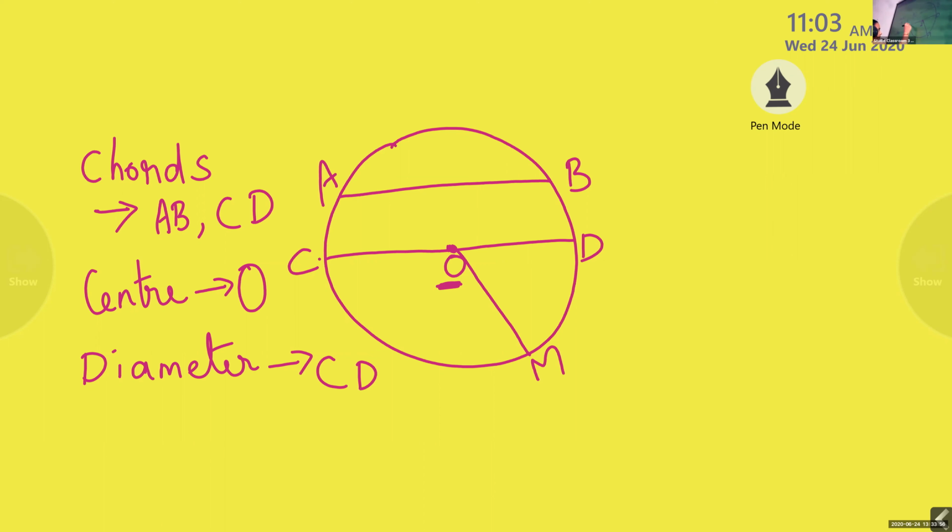CD. See, look at the picture. It is the line segment passing through the center and touching 2 points on the circle, C and D. C is a point on the circle, D is another point on the circle, and it is a line segment joining them, passing through the center O. Very good, excellent.